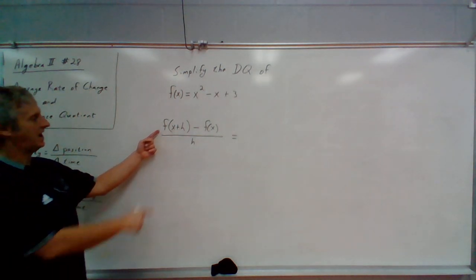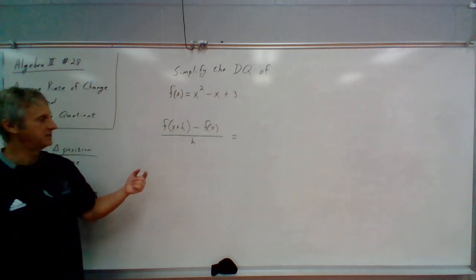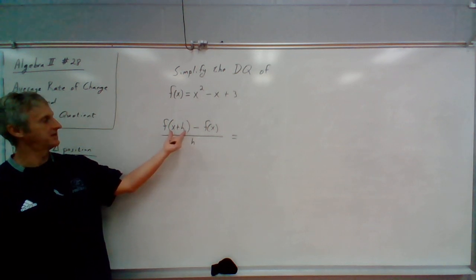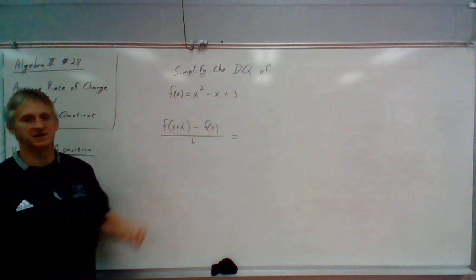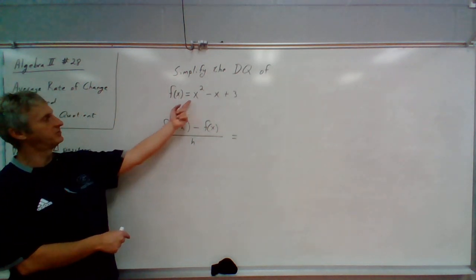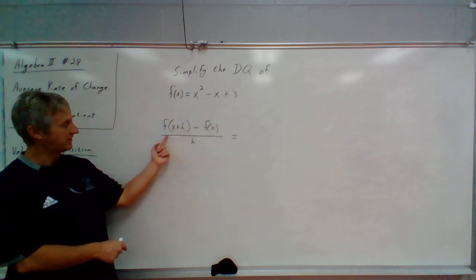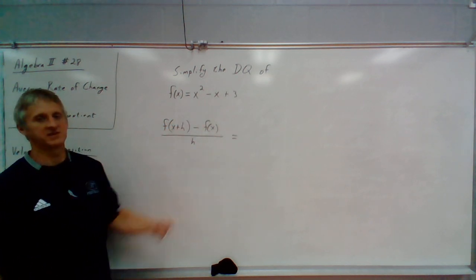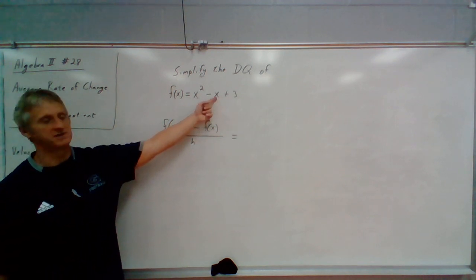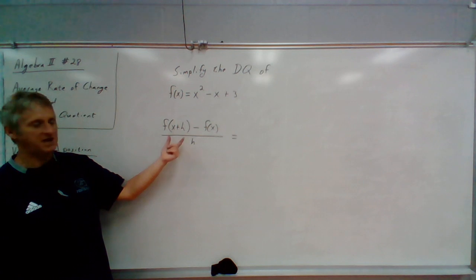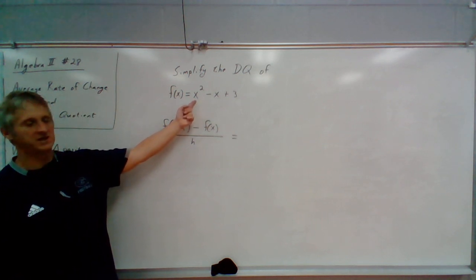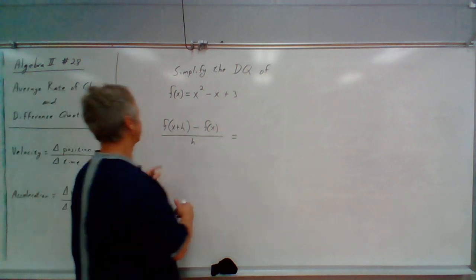So let's see if we can work this out. First, I have f of x plus h. What this means, f of anything means to plug that anything into the function. So for instance, if I said f of 5, you would put a 5 where the x is. If I said f of 7, you would put a 7 where the x is. If I said f of j, you would put a j where the x is. If I say f of x plus h, then you're going to put an x plus h where the x is. So let's do that really carefully.